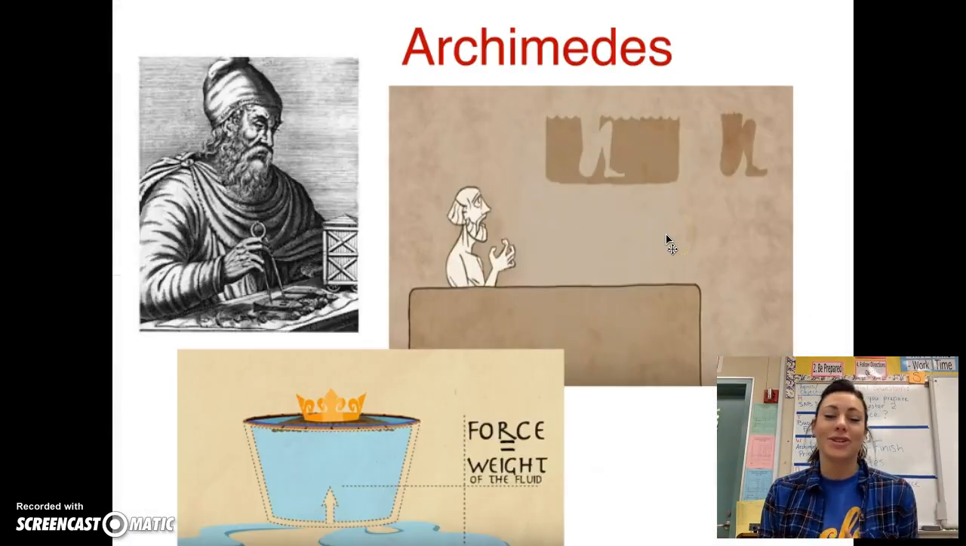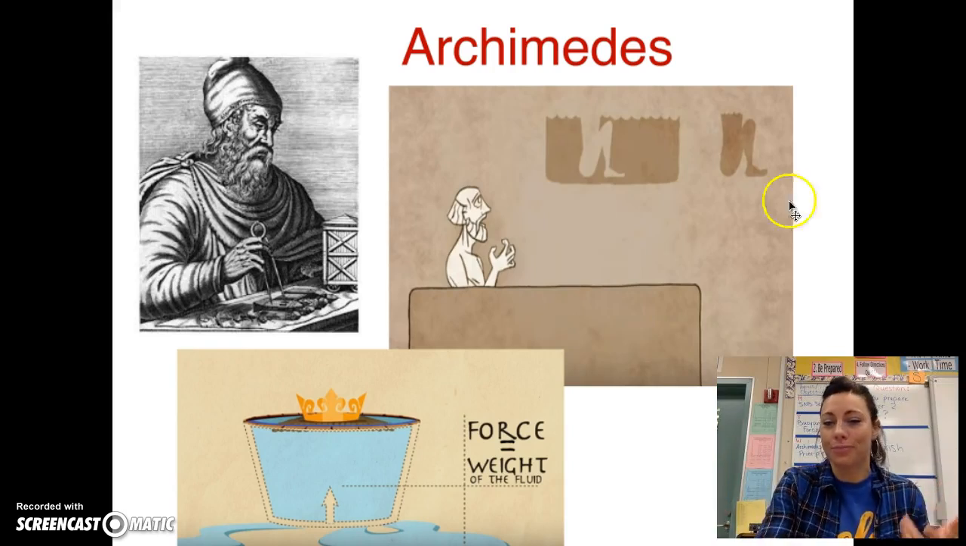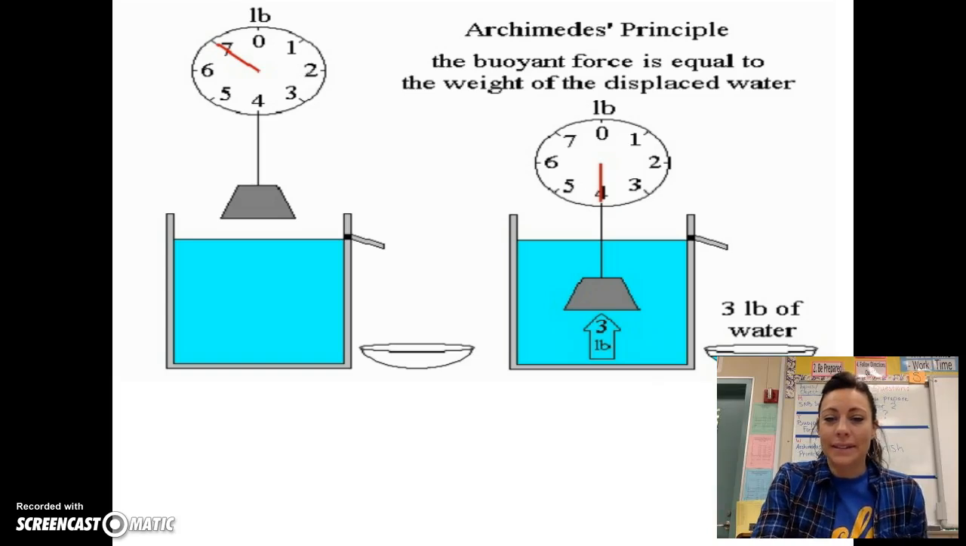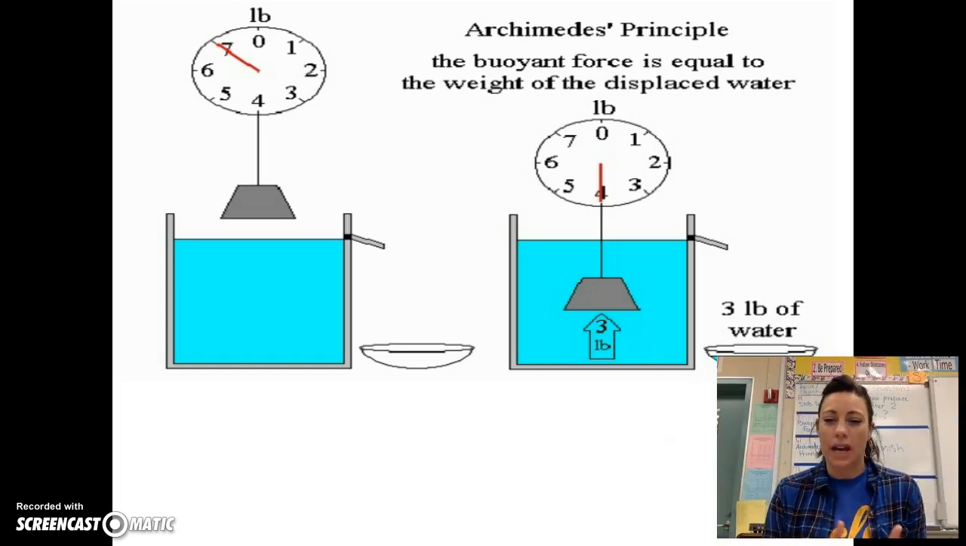So the story also goes that when Archimedes made this discovery, he was so excited that he jumped out of the bathtub and ran through the streets naked and yelled Eureka, which means I discovered it. I want you to draw this picture and take these notes and let me explain. I like this picture a lot, and I don't like this picture because it uses pounds, and we don't use pounds for metric system, but it does get the point across.